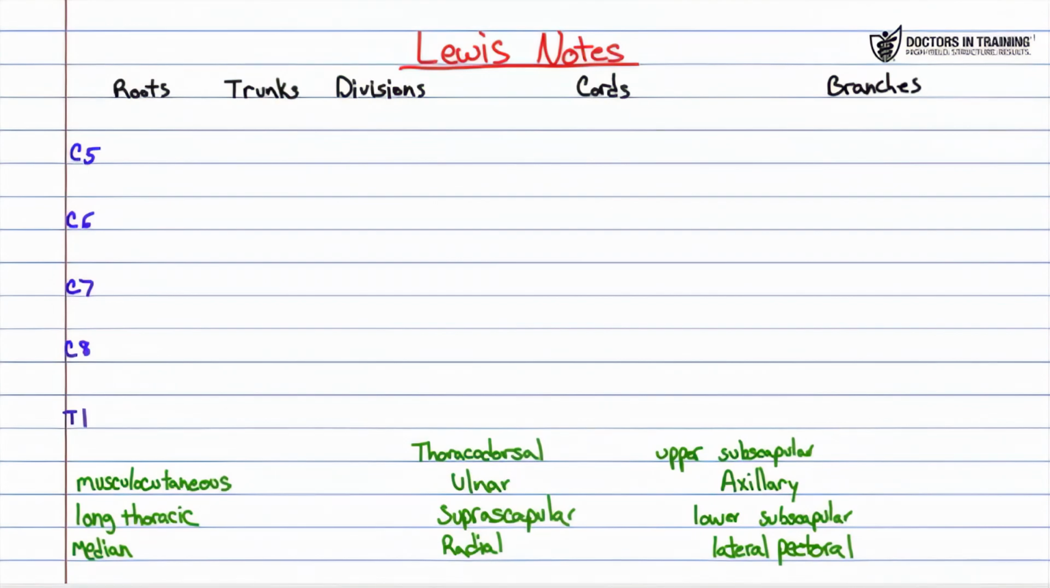I want you to set up your piece of paper, put at the top roots, trunks, divisions, cords, branches. Randy Travis drinks cold Coors beer. Sometimes the branches are referred to as the terminal branches, but we're just going to use branches here. And then on the left side, we have C5, C6, C7, C8, and T1.